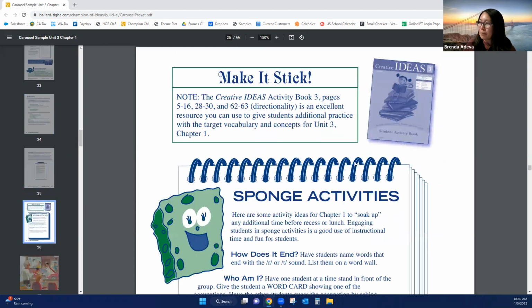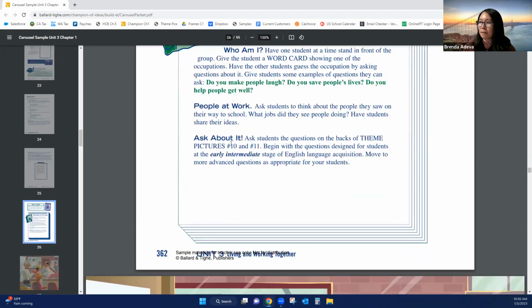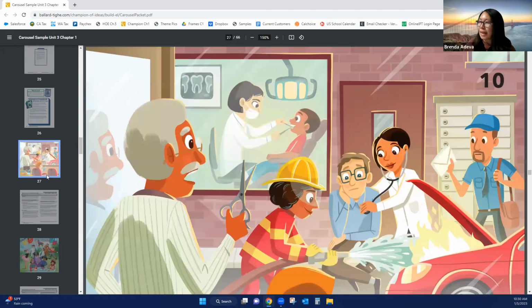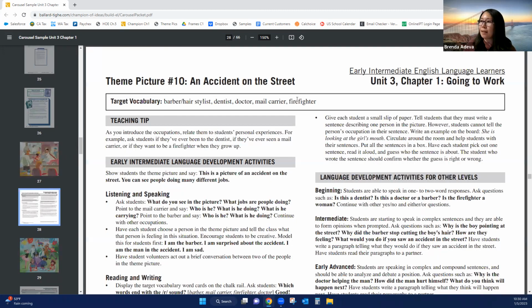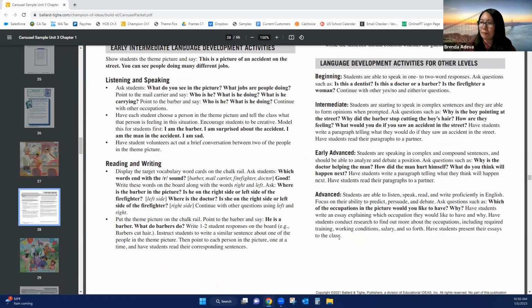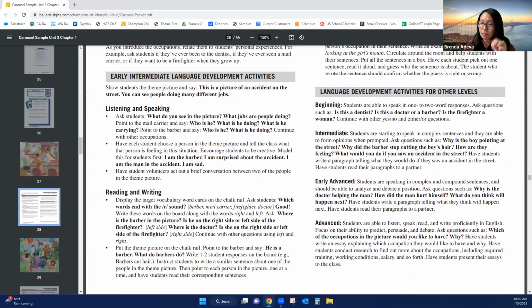Lastly, we have something called sponge activities, but our favorite is the theme picture. You're going to see here their theme pictures have a lot going on again, but on the back, it's already leveled for you. So here you'll see level 2, reading, writing, listening, and speaking, but then level 1, 3, 4, and 5, different questions for listening and speaking that then goes into writing, already done for you for multi-level.